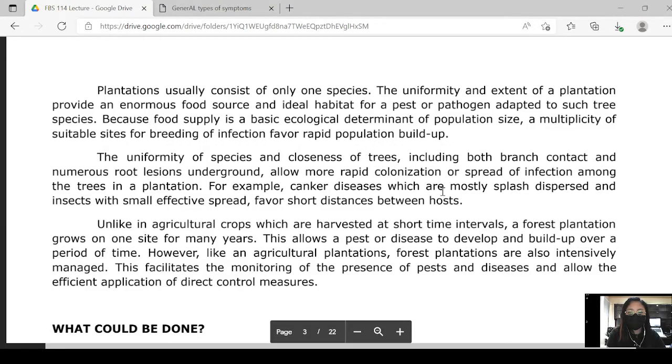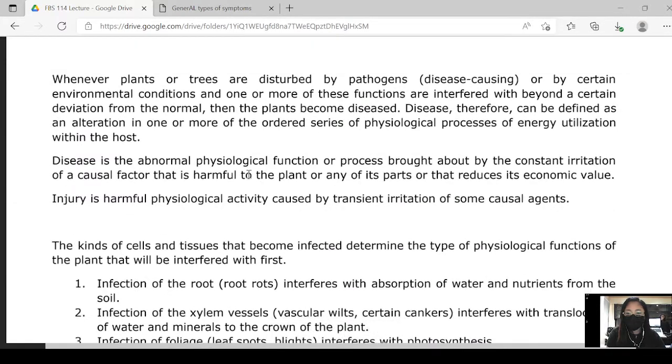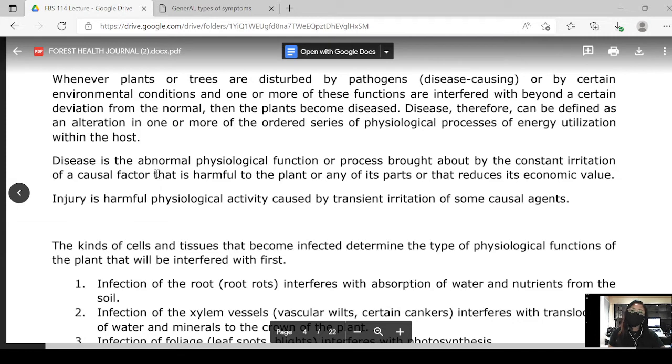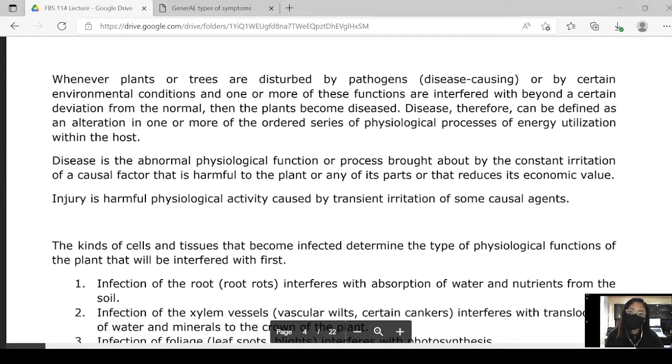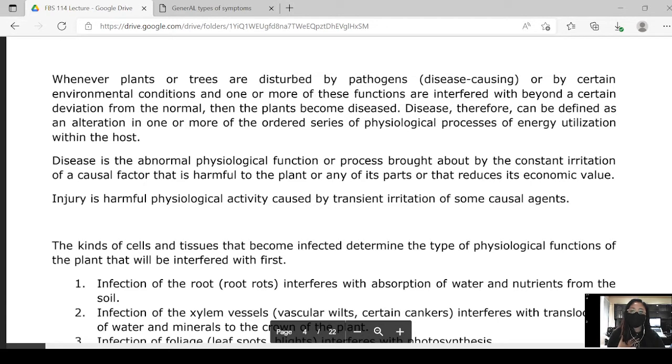We have abiotic and biotic causes, and then we have injury versus disease. Disease is the abnormal physiological function. It refers to internal processes, where your plants have an internal defect, caused by constant irritation of a causal factor. For example, your causal factor is fungus. Fungus is considered the widespread cause of diseases in trees, along with nematodes, bacteria, and other living organisms. A disease reduces the economic value of your trees.